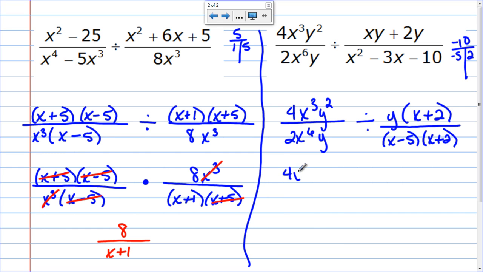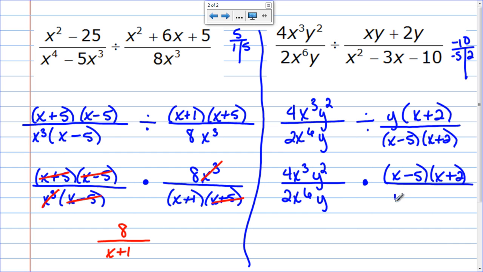So now I'm going to keep change flip. So leave this alone, 4x cubed y squared over 2x to the 6th y times, now flip, x minus 5 times x plus 2 over y times x plus 2.